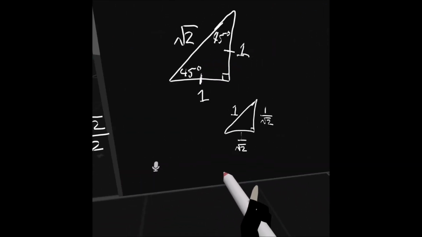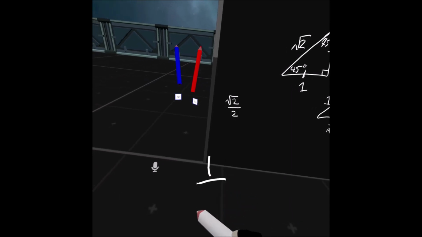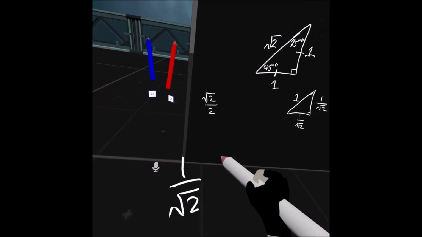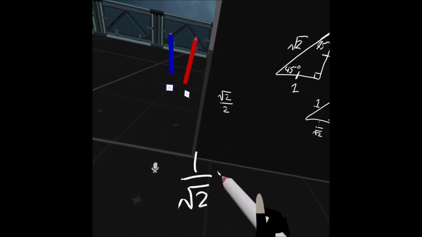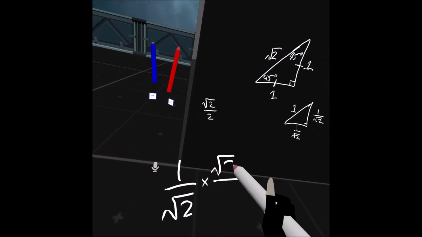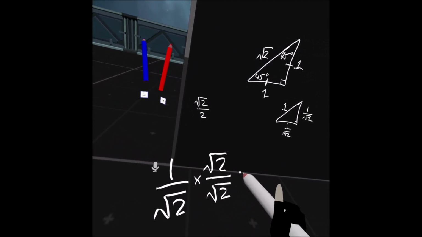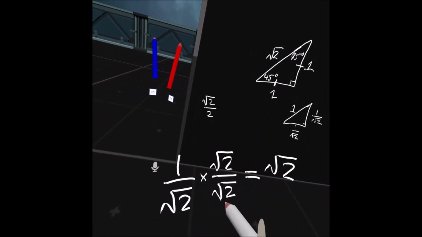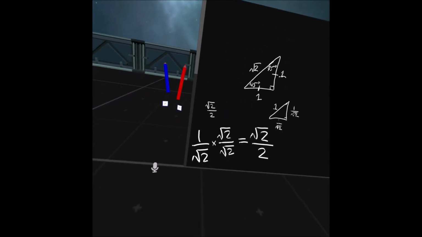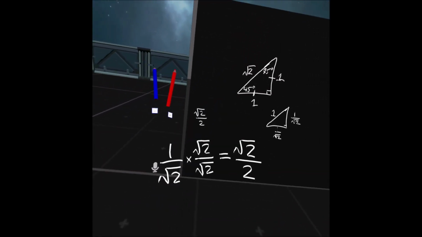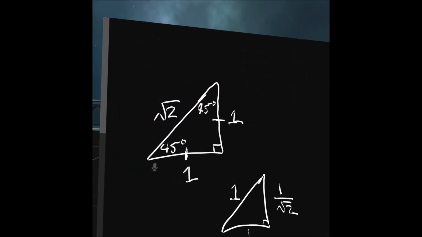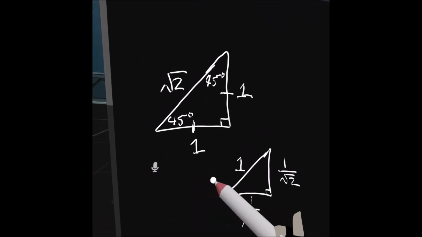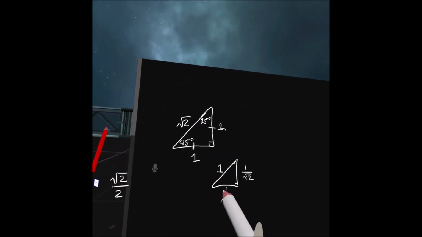But this is the same thing as this number, let me erase this. If I multiply it by root 2 over root 2, then 1 times root 2 is root 2. Root 2 times root 2 is just 2. So they're the same number. Okay. So that's the 45-45 triangle. So let's go ahead and erase that.